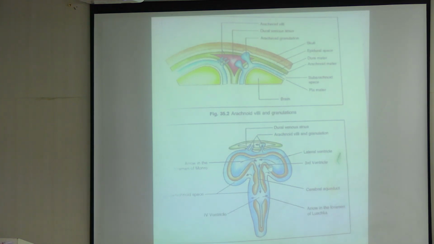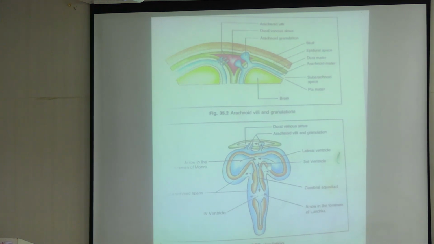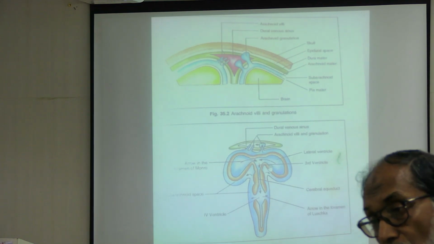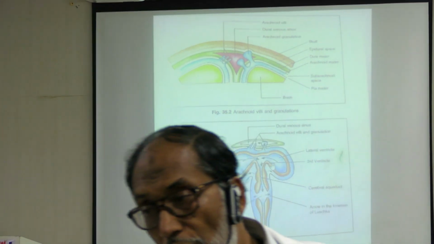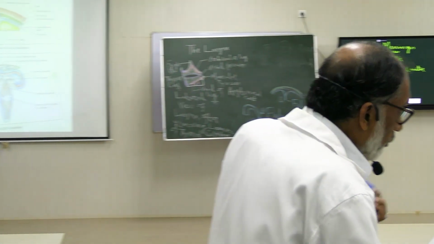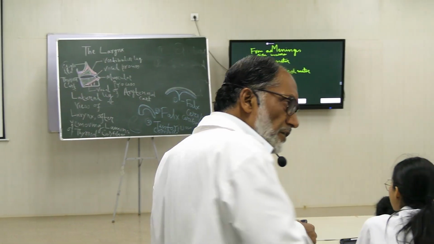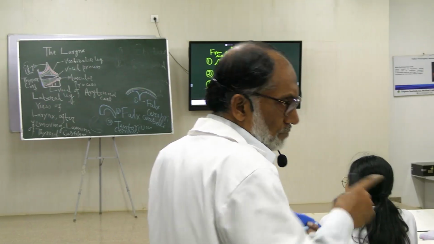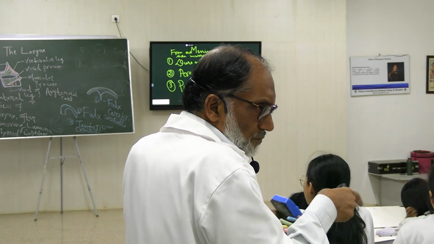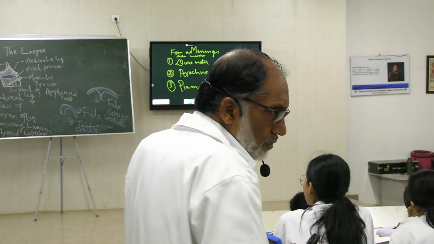Sometimes a question will come like this: where is cerebrospinal fluid formed? It is formed in the choroid plexus. From choroid plexus it will come into the ventricles of the brain. Lateral ventricle and third ventricle contain choroid plexus. So CSF will come from choroid plexus to the third and lateral ventricle.